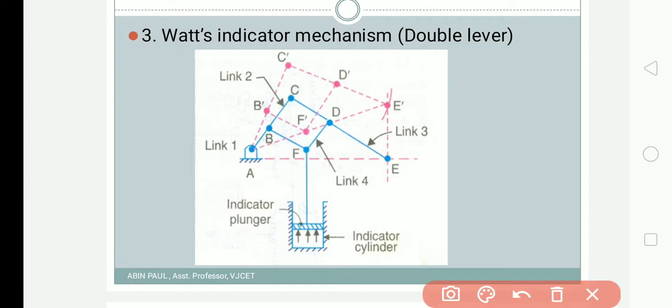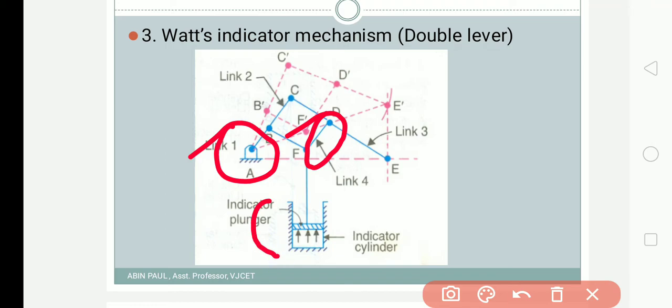We have the link number 1, that is a fixed link. Then we have the link number 2, that is BC. BC is the link number 2. Then we have the link number 3, that is CD. And we have the link number 4, that is DF. So we have 4 links and one link is fixed. Here one fixed cylinder is also fixed, but all the fixed links we will consider as one, that we mentioned in the first class.